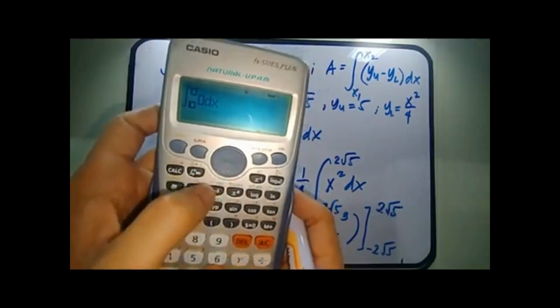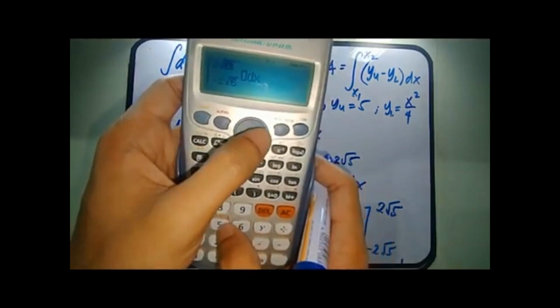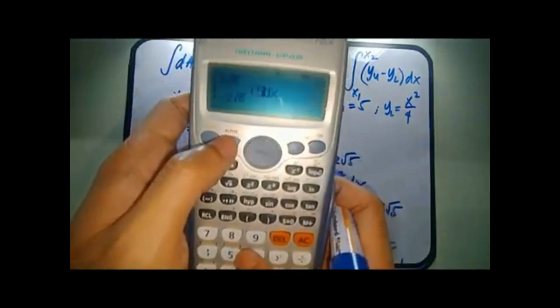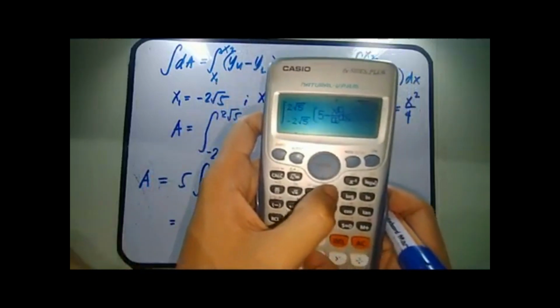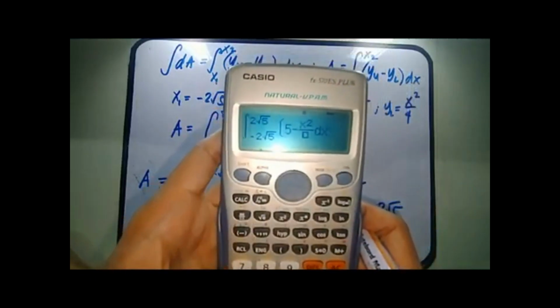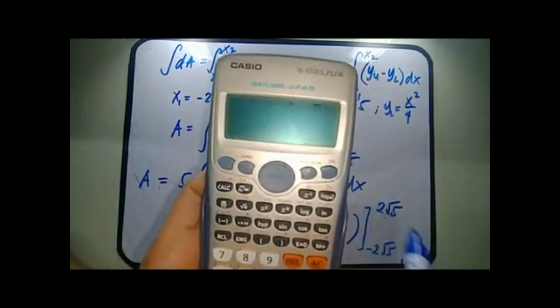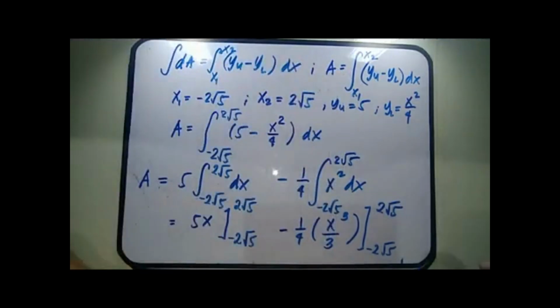In the board exam, you can actually input this directly into your calculator. That is the integral below the alpha button. So alpha, x squared all over 4. Just press equals there. It will give you your answer automatically. So it's the same: 29.81 square units.